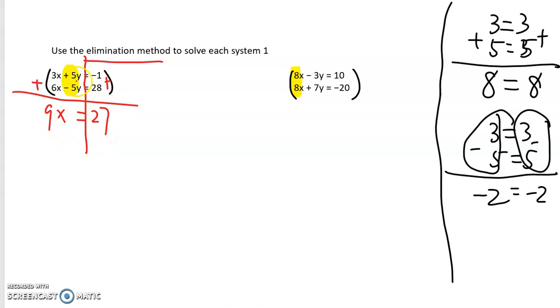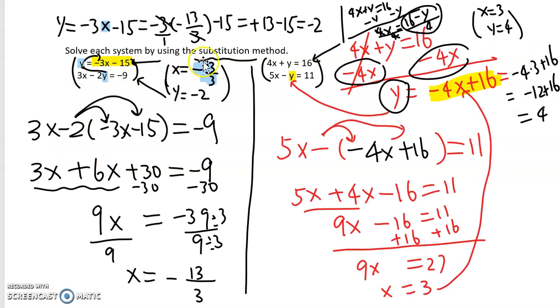And immediately, we got rid of the variable y. And we can solve for x. In this equation with only one variable, we can divide both sides by 9 to get 3 as the answer for x.